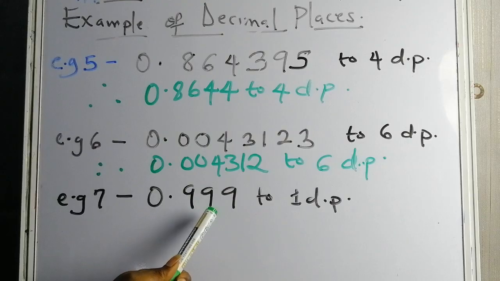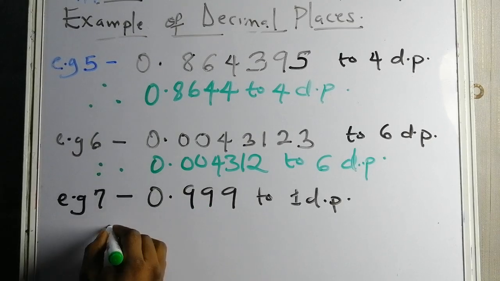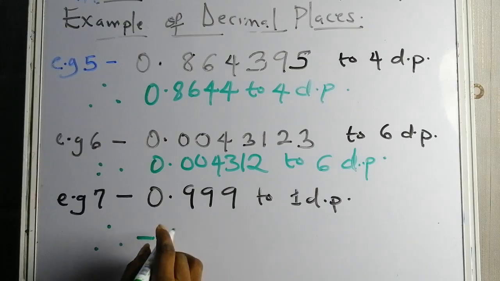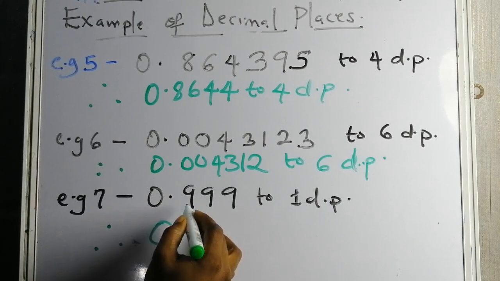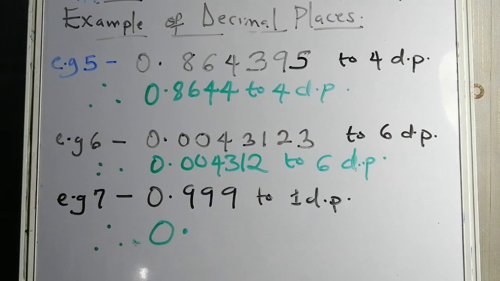Now 1. What is the next figure after it? 9. So it means it is equal to or greater than 5. So you approximate 1 to the next figure. Therefore you have 0. When you approximate 1 to 9, that will give us what? 10. So the question you need to ask yourself: are you going to write 10?